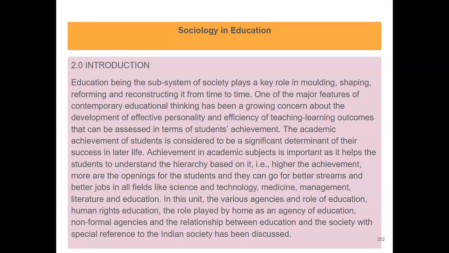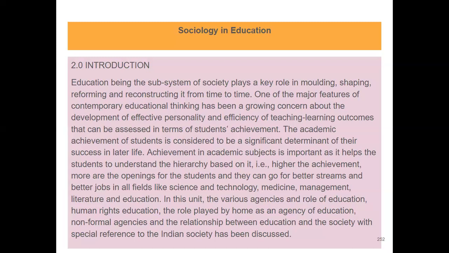So one of the major features of contemporary education thinking has been a growing concern about the development of effective personality and efficiency of teaching learning outcome that can be assessed in terms of students' achievement. Now, out of education, what is expected to develop an effective personality? Efficiency and students' achievement. What is expected through education, good achievement in students.